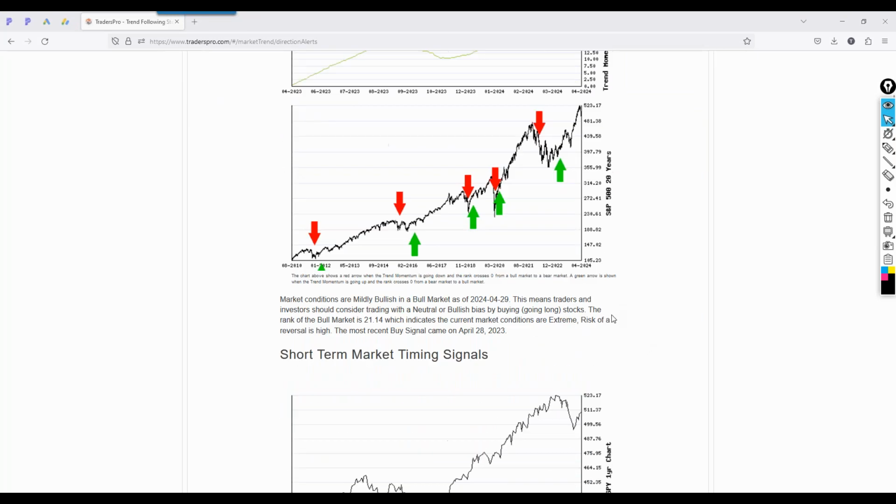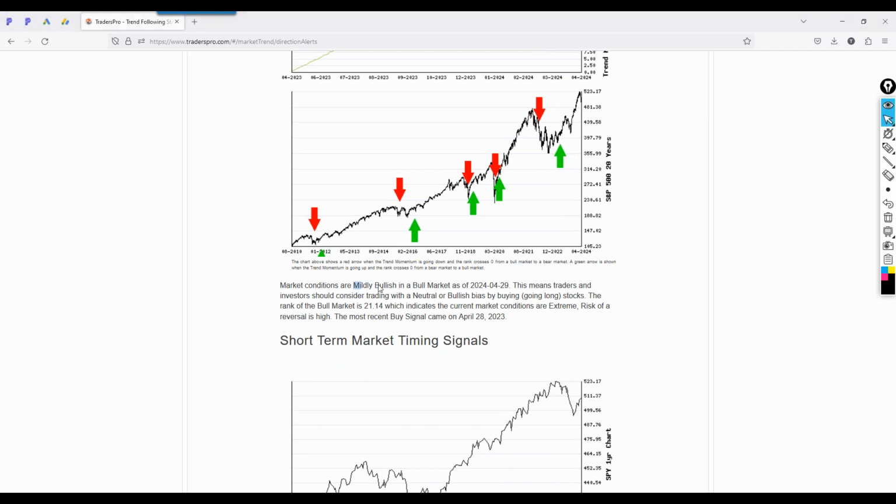Market conditions remaining mildly bullish in this bull market. We'll spend a little bit of time digging into that. Also looking at some price pattern activity that we've got happening right now as well.